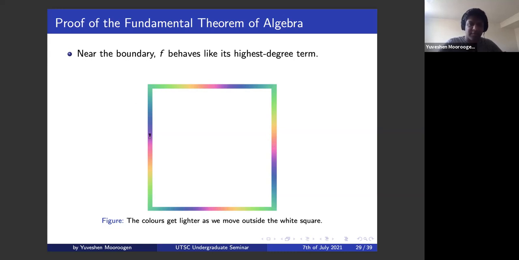Okay, so I've got this kind of behavior on the boundary. And as Parker pointed out earlier in the chat, we know that the colors near this boundary are getting lighter and lighter. Because I chose the square to be large, I have to be getting this lighter color on the outside. And that's because I'm behaving like z to the whatever highest power.